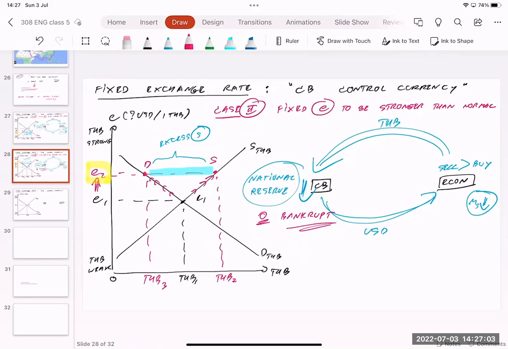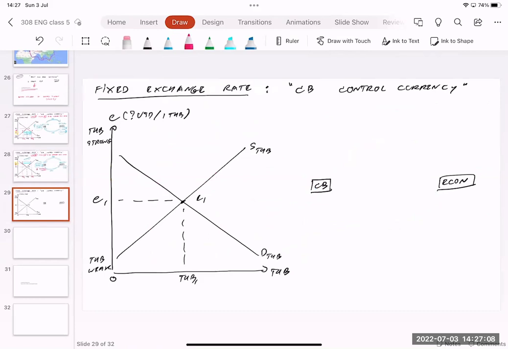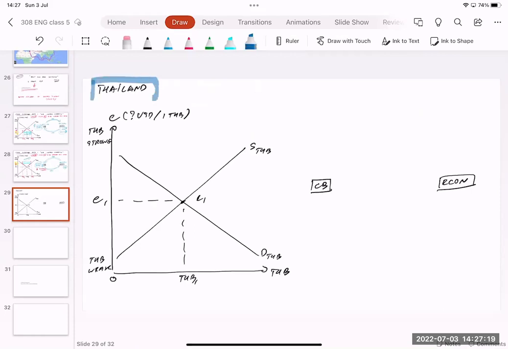Okay, done for this case. Next one, we're going to talk about a special case. This is a case from the real world, the case of Thailand during the 1997 financial crisis. So let me tell you the story.